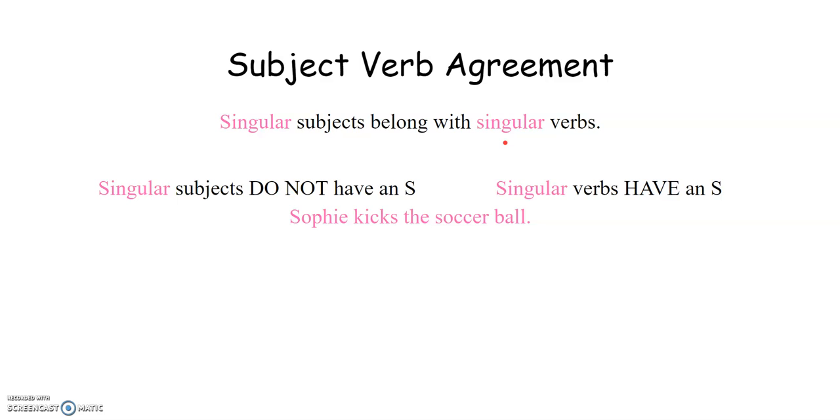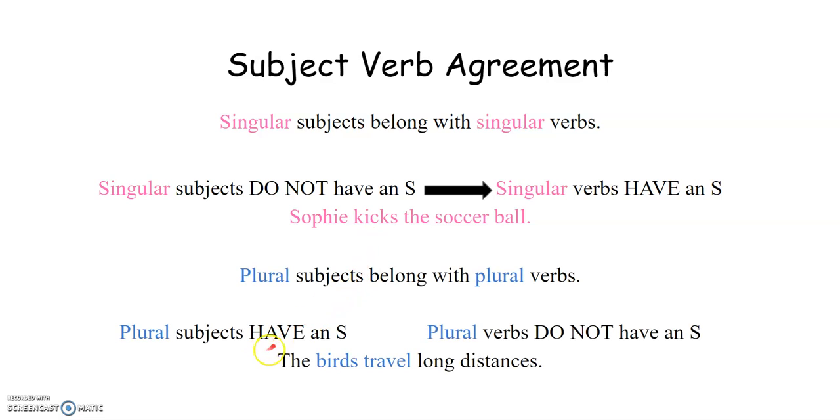Now, it is kind of opposite of each other, and I'll explain what I mean. Singular subjects don't usually have an S, but singular verbs do usually have an S. So we've got Sophie kicks a soccer ball. No S on our subject, but an S on our verb. For plural, it's the opposite. Plural subjects usually have an S, but plural verbs usually do not. So the birds travel long distances. We've got an S on our subject, no S on our verb. So just remember that the two are flip-flop of each other, and you'll be good.